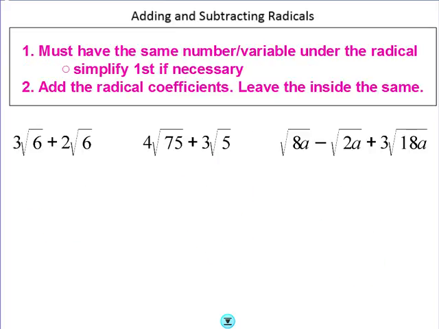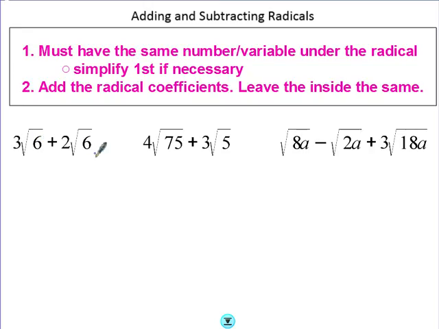Alright, next we're going to look at adding and subtracting. So, to add and subtract radicals, you have to have the same number or number and variable underneath both radicals. Alright, if they're not the same, they can't be combined. So, if I look at this, I have the square root of 6 here and the square root of 6 there. Those are the same, so I can add them.